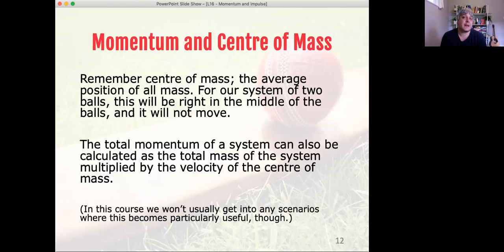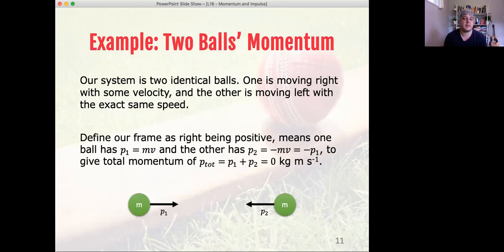So we can actually think about total momentum of a system as being the total mass of the system multiplied by the velocity of the center of mass. So in our previous example, just to go back a slide for a moment, that center of mass is right between the two balls and it's not moving, so it's got a velocity of 0. So regardless of the mass of that system, because the center of mass is not moving, it has total momentum of 0.